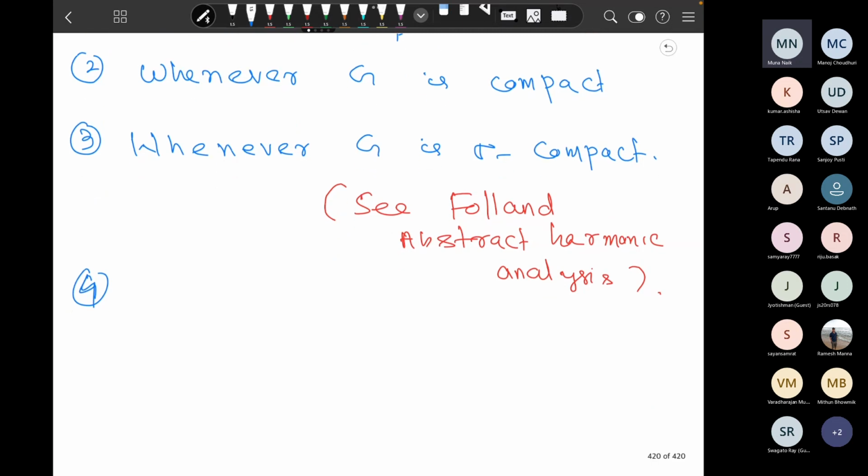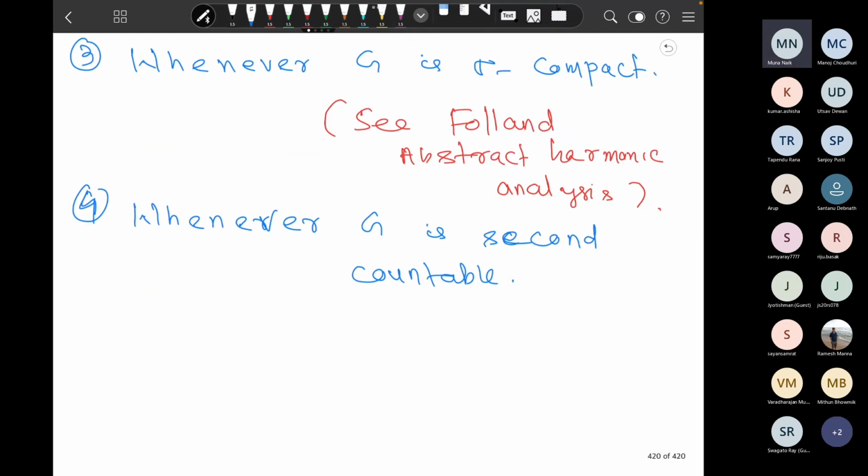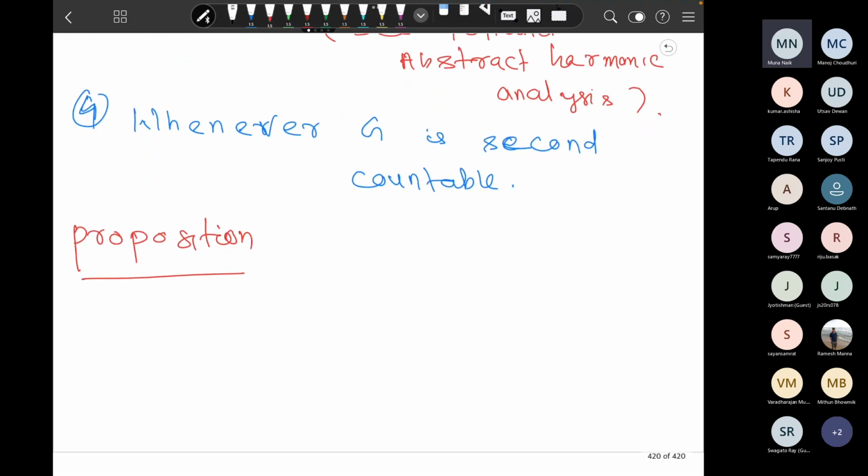Okay, so one very practical situation is whenever G is second countable. This is also really true, and this is due to a simple proposition. And what does this mean? G second countable means that G has a countable base.